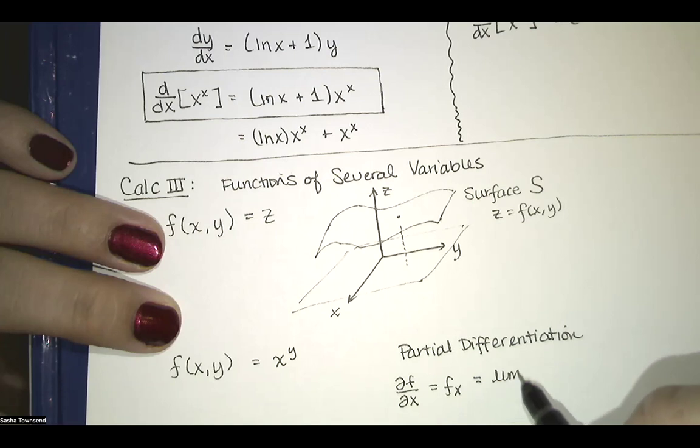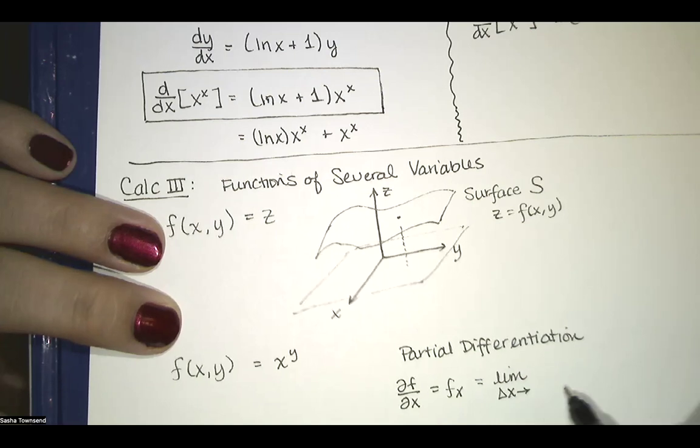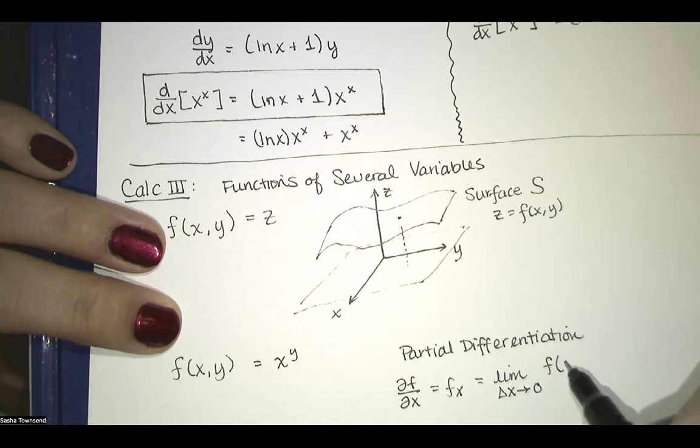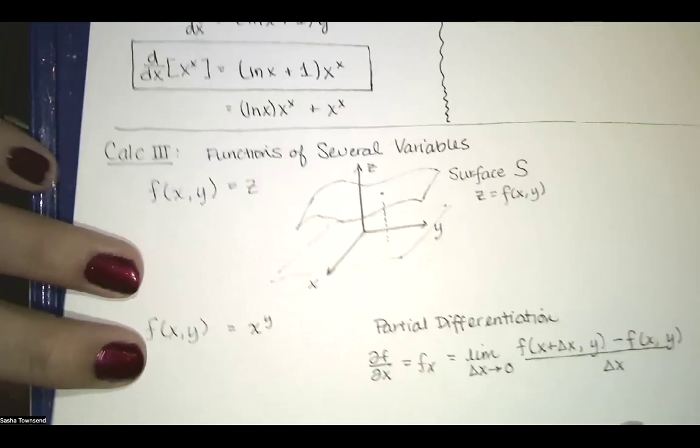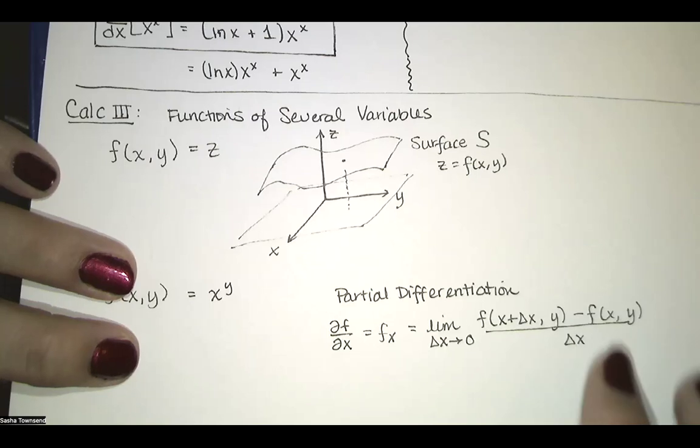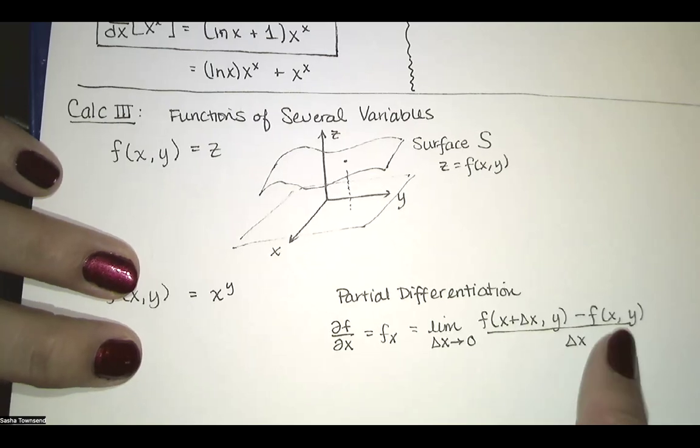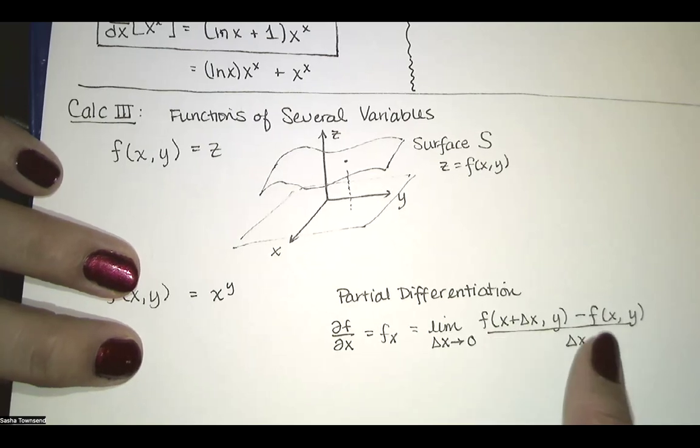Technically, this is the limit as delta x goes to 0 of f of x plus delta x and y minus f of x and y, all divided by delta x. So it's just a change in z divided by change in x, but the y is held constant. And you can tell that it's held constant because we don't do anything to the y values here.